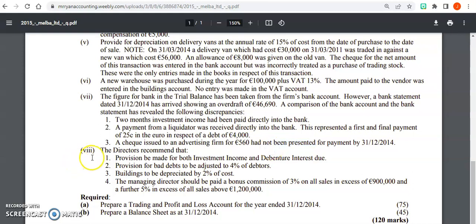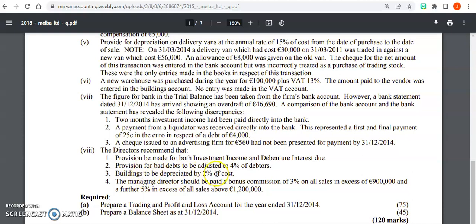Okay, so let's have a look at the last adjustment, 8, for Melba Ltd 2015. The directors recommended that provision be made for investment income and debenture interest due. We've done them already as part of our workings, and I'll show you where they are. Provision for bad debts to be adjusted with 4% of debtors. So you need to adjust that and provide a provision for bad debts.